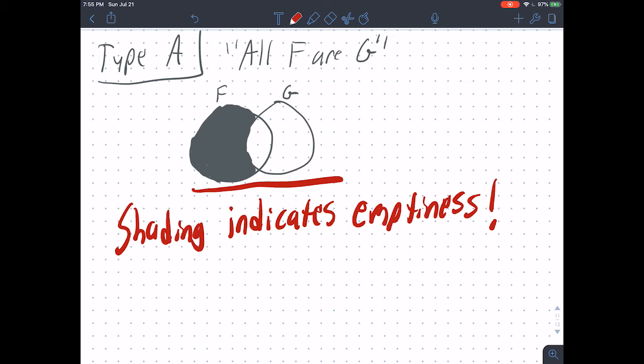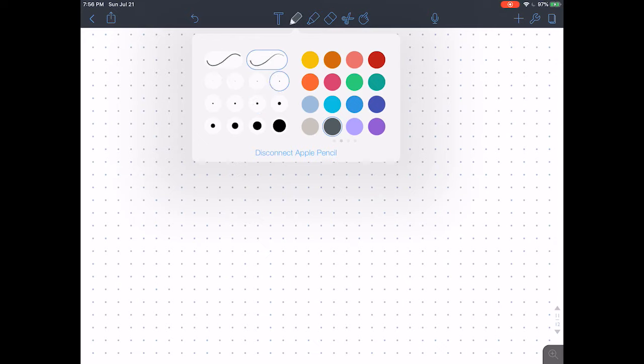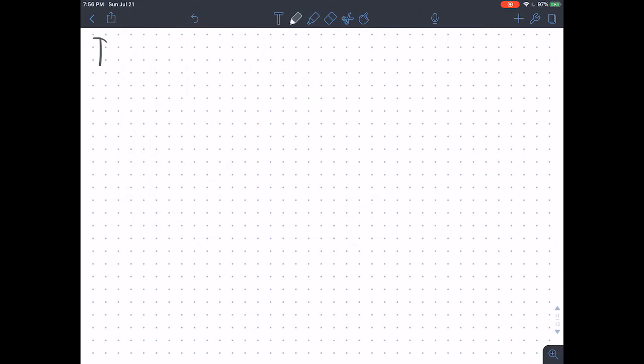Okay? So next, we're just going to go through these in order. For type E sentences, sentences like no F are G.